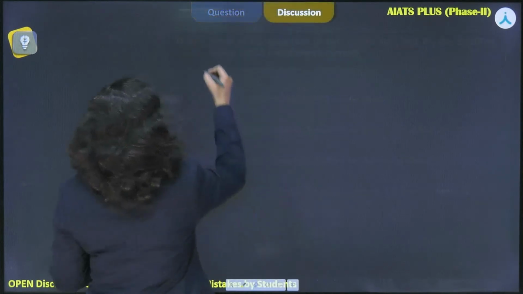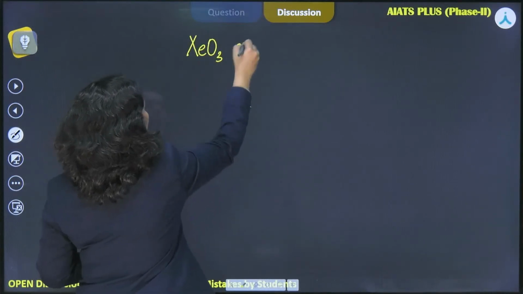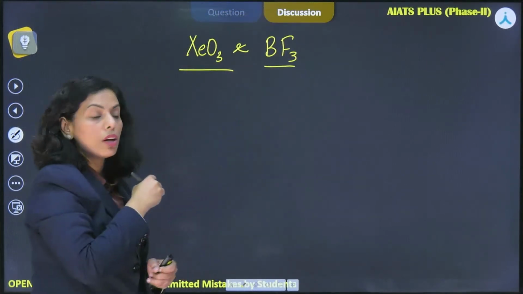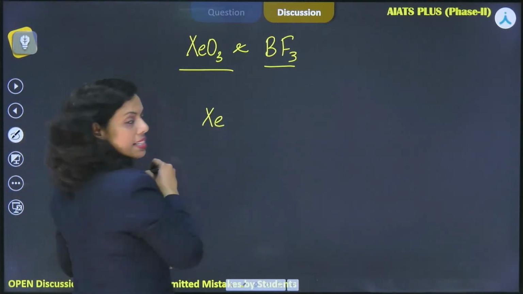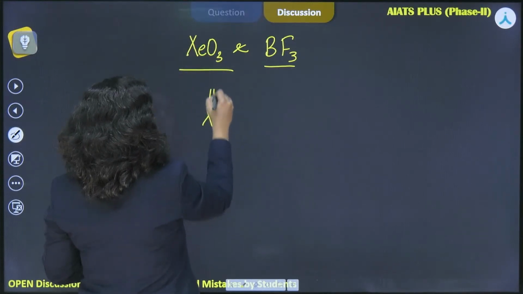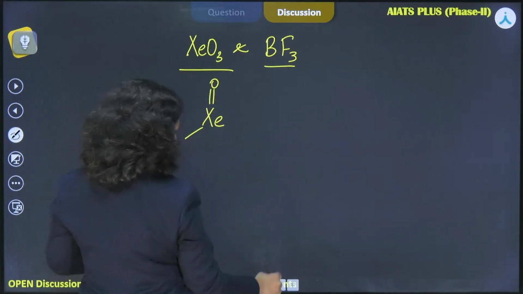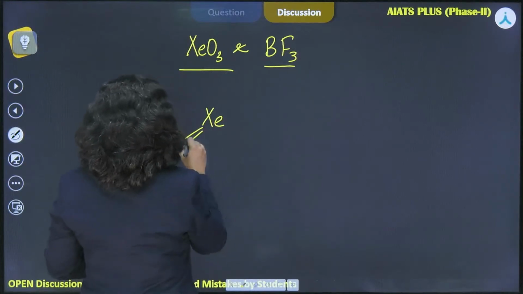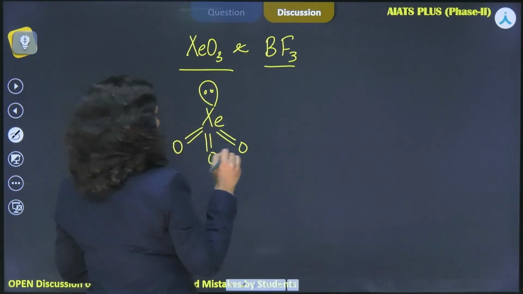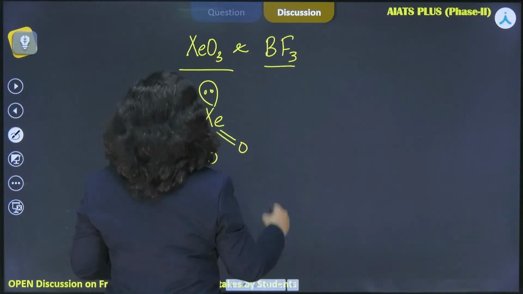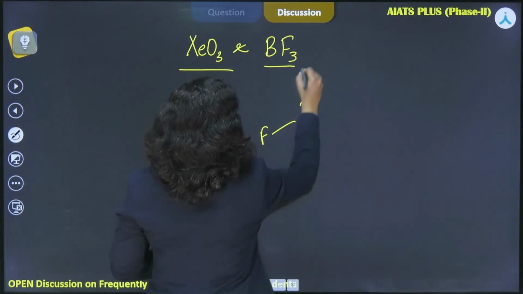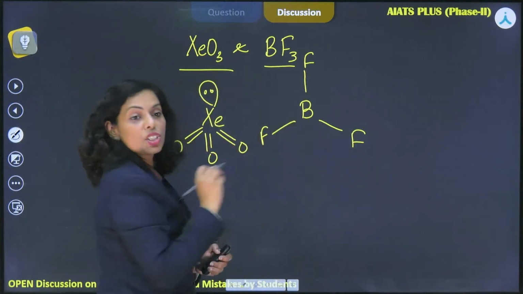Now the question was about XeO3 and BF3, right? The two compounds we have, xenon trioxide here is given. What type of structure does it have? Here there are 3 sigma bonds, right? The structure for this I have just drawn. Trigonal pyramidal structure it has. Let me redraw. 3 oxygen atoms are bonded this way. The pyramidal structure, 1 lone pair we have here this way. Okay? And in the same way, BF3 has a trigonal planar structure, right?